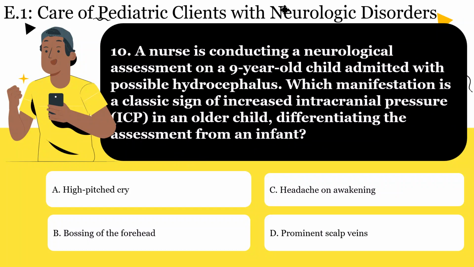Of course, when we talk about increased intracranial pressure, especially for patients with hydrocephalus, signs of hydrocephalus in a child and adolescent include headache. There's also presence of nausea, vomiting, irritability, and impaired judgment. So the patient having headache on awakening is considered to be a hallmark sign of increased ICP in an older child. Presence of high-pitched cry, bossing of the forehead, and prominent scalp veins are signs typically seen in infants with hydrocephalus. Number 10, the best answer is headache on awakening. A, B, and D are signs for an infant with hydrocephalus.